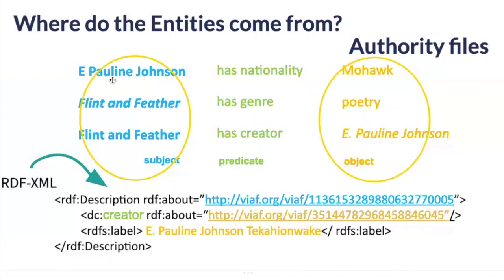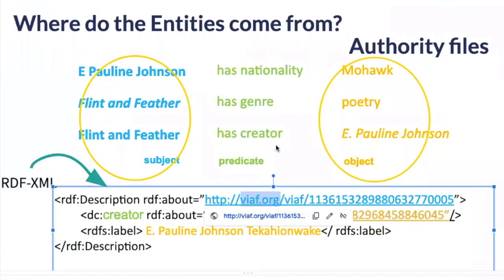So entities are people, places, concepts, things from the real world. I mean, or from fantasy fiction, but fantasy fiction comes from our real world as well. But where do those URIs come from, right? We've got that long, what looks like a URL for E. Pauline Johnson, but who designs them? Where do they come from?